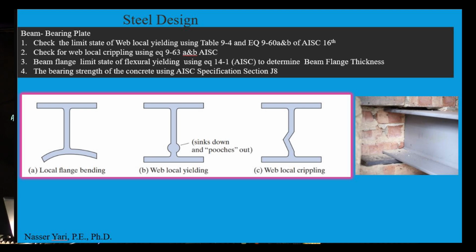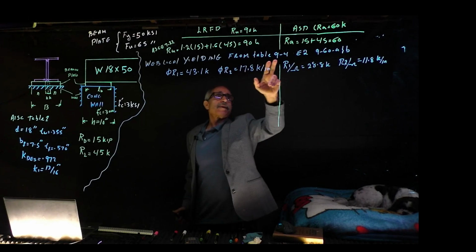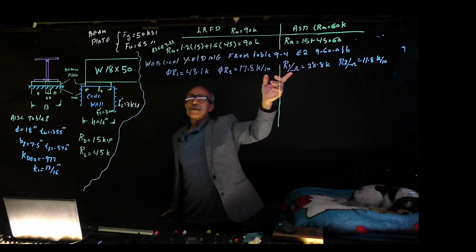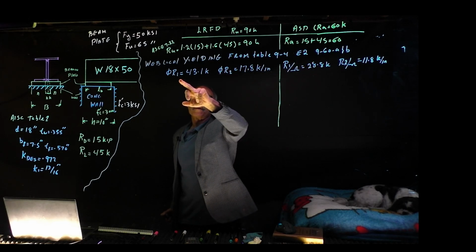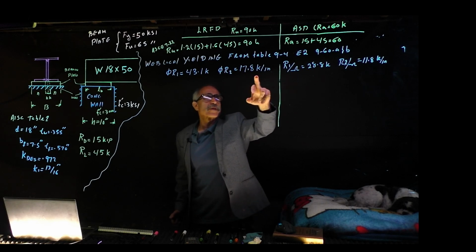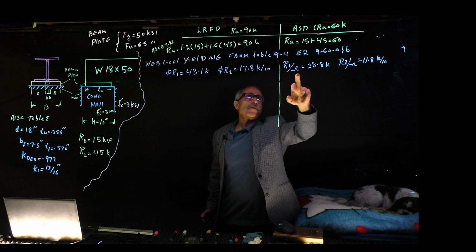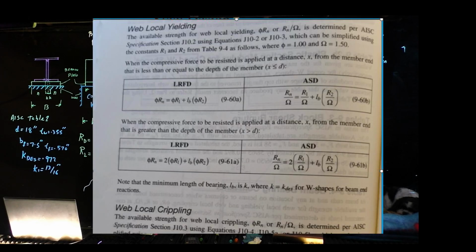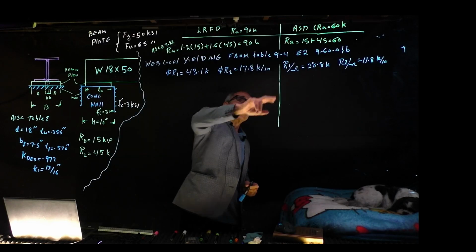First thing we're going to do, from Table 9.4, equation 9-60 a and b, we're going to go in there. As you can see on the screen, I get phi R1 of 43.1 kip and phi R2 of 17.8 kip per inch, and the same thing for R1 divided by omega and R2 divided by omega. Those are the numbers for LRFD and ASD.